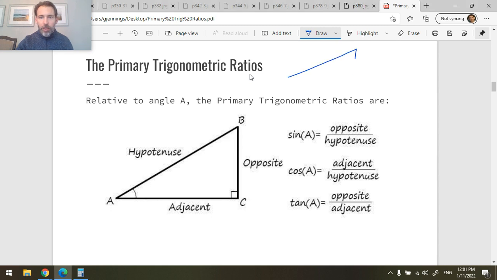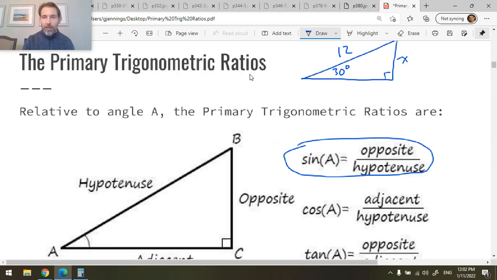If we're looking at this triangle here, and I told you that this side was 12 long and this angle was 30 degrees, and I asked you to find x, you would see that this is the opposite, this is the hypotenuse, and sine would be the trigonometric ratio that relates those. I happen to know that the sine of 30 degrees is 1/2. That means this is going to be half as long as that. So this is what the algebra would look like if I write that out.